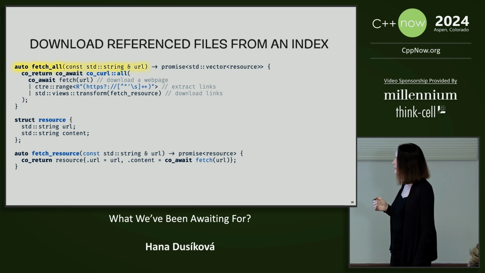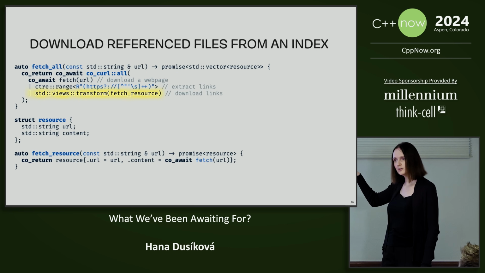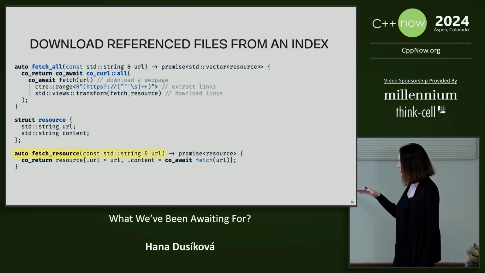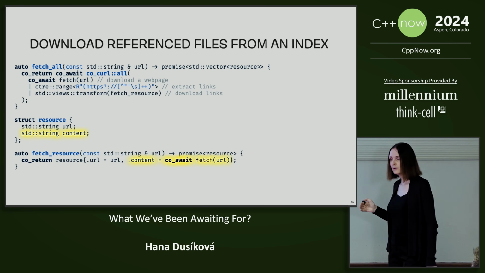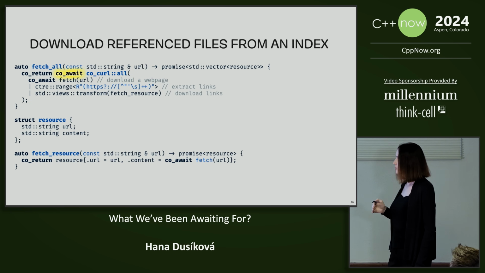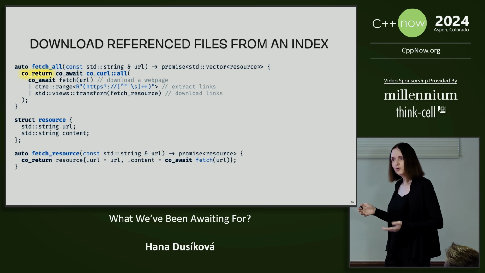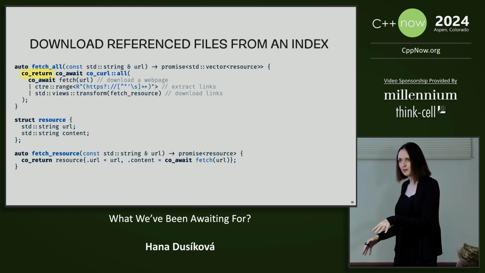You can download files, or fetch all from a URL: fetch the URL, the page, look with CTRE, search for all the absolute URLs in it, and transform them with fetch resource. That's the reason I needed to materialize them, because it's a lazy view. So I will transform all the URLs into promises from the fetch resource. Fetch resource will take a URL and return a resource object with the URL itself and content, which it will download and co_await on. And when everything is downloaded, I will co_await on it and return the result. And you will get a promise of a vector of resources. So maybe you downloaded all images from a page, or you have a crawler for a search engine, which will actually crawl the web pages you are indexing, in C++.